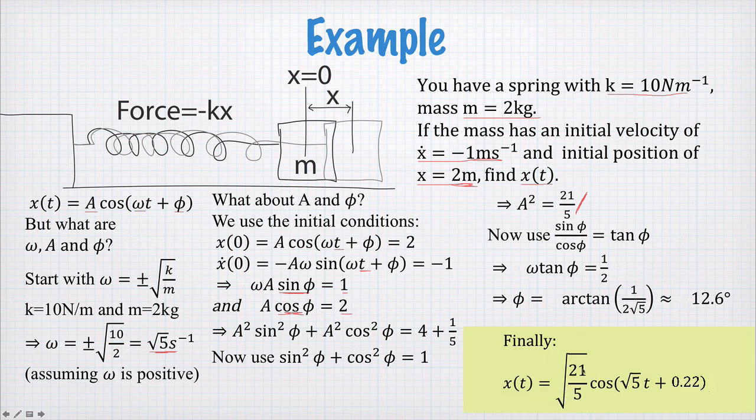The amplitude is given by 21 divided by 5 square rooted. The angular frequency is root 5. And the phase is 0.22 radians, which is 12.6 degrees.